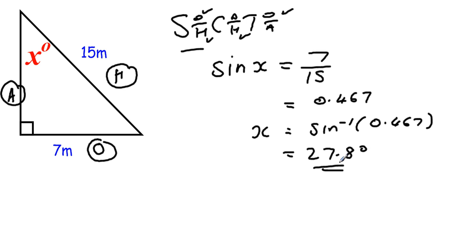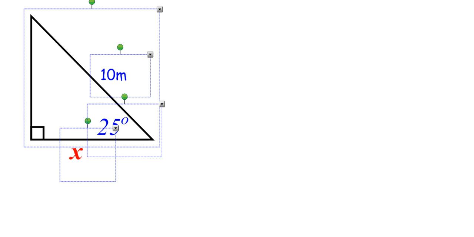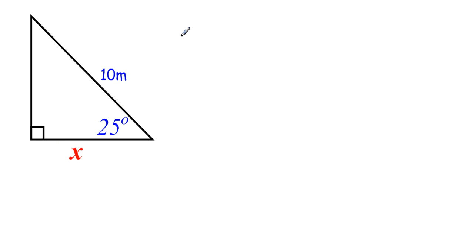So again, we've labelled up our diagram. We've chosen the ratio based on which one receives the two ticks, which one do we have enough information for. So sine is then the 7 over 15. Put in the calculator and round to 3 decimal places, 0.467. And then remember, if that's what sine of x is, the inverse of sine, or shift sine, of that number, giving you 27.8 degrees.